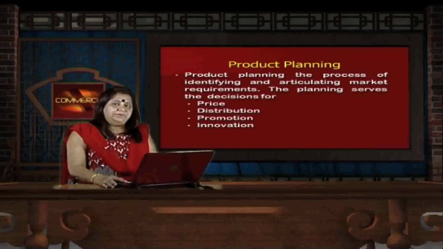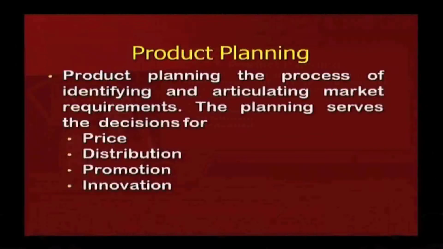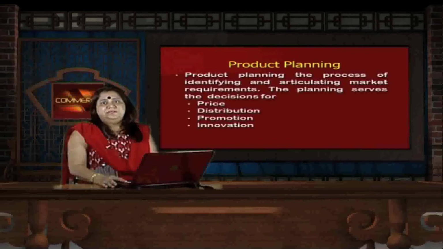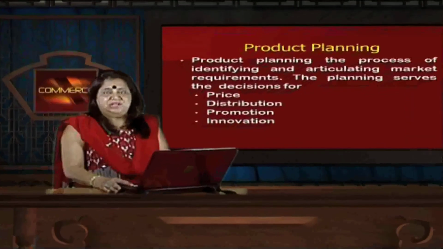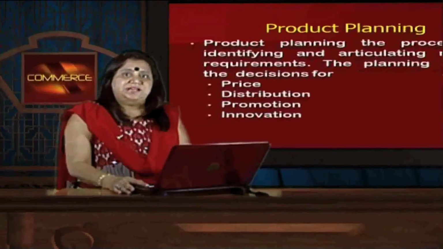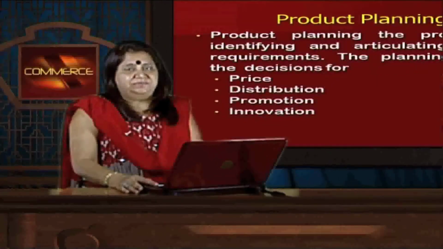Now, let us study what is product planning. Product planning is the process of identifying and articulating market requirements. Planning serves the decision for price, distribution, promotion and innovation. Now, see, product planning is an ongoing process because the market is changing, the technology is changing, and the desires, the needs and the trends of the markets are changing. So, the companies need to design products according to the changing needs of the people.